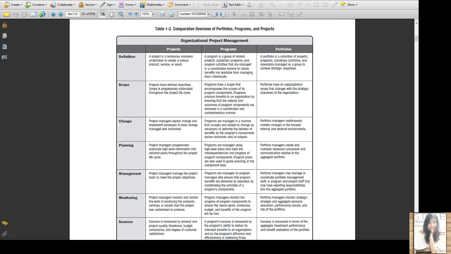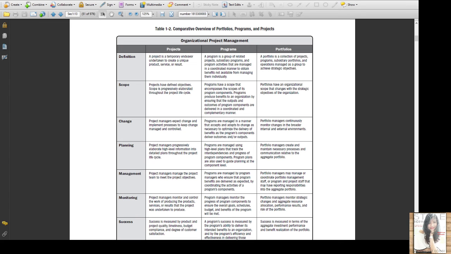objectives. The scope: projects have defined objectives. Scope is progressively elaborated throughout the project life. Programs have a scope that encompasses the scope of their program components. A program produces benefits to an organization by ensuring that the outputs and outcomes of program components are delivered in a coordinated and complementary manner.